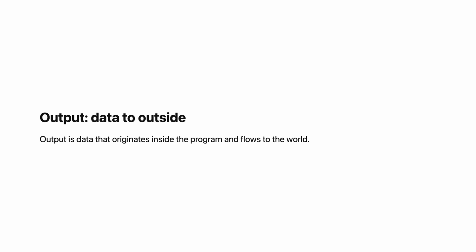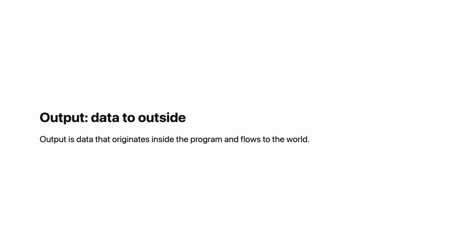Why does a program produce output? Because computation inside the program is only valuable if the results become visible or useful outside the program. If a program computes something but never outputs it, the computation might as well not have happened. No one benefits, nothing changes in the world. Output is how the program's work becomes meaningful. It is how results reach users, systems, and devices that need them.